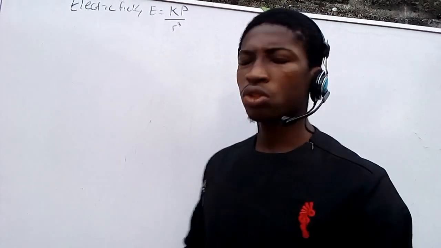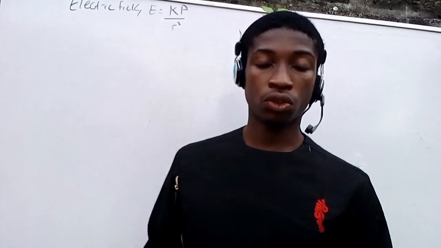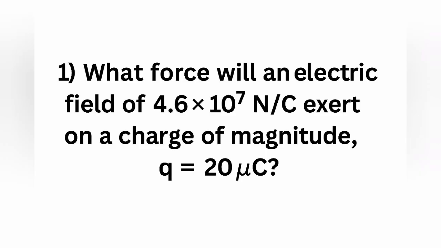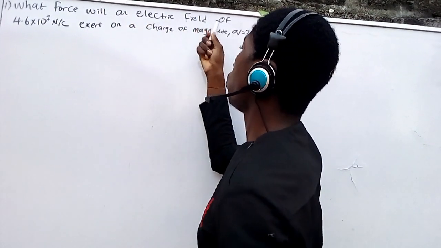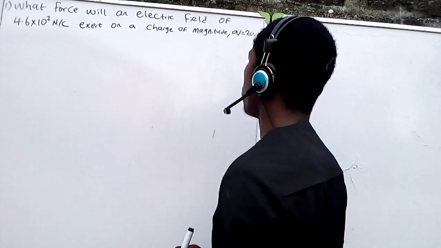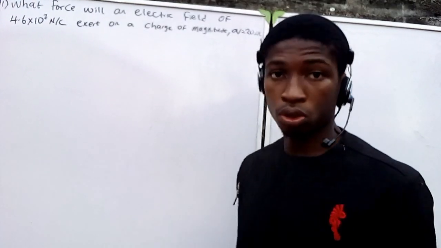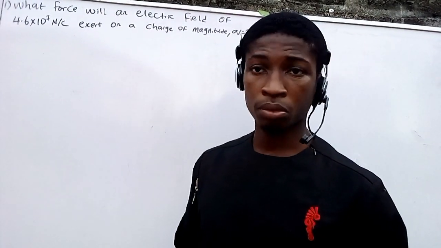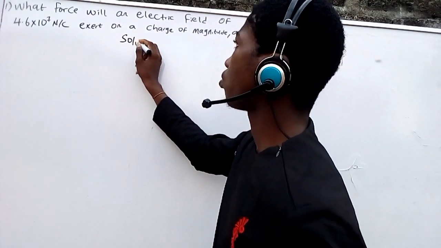Now let's go into solving questions. Let's see how we can apply these equations to questions. So now let's move on to question 1. Question 1 says, what force will an electric field of 4.6 times 10 raised to 7 newton per coulomb exert on a charge of magnitude Q equals 20 microcoulomb? This could be your test question. How do you solve this kind of question? It's very simple. All right. Now the first step, let's write the solution.